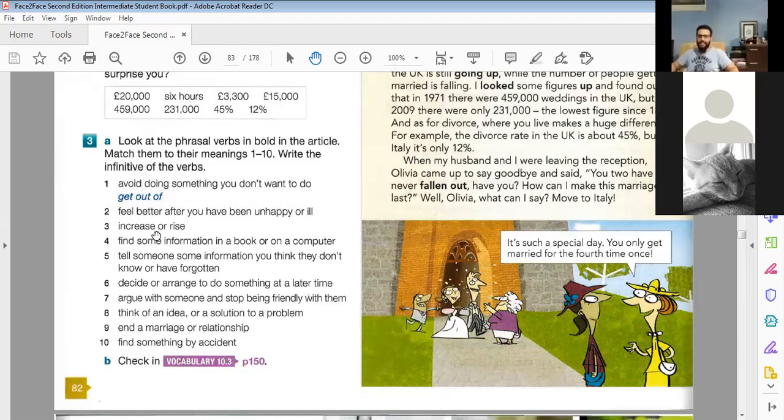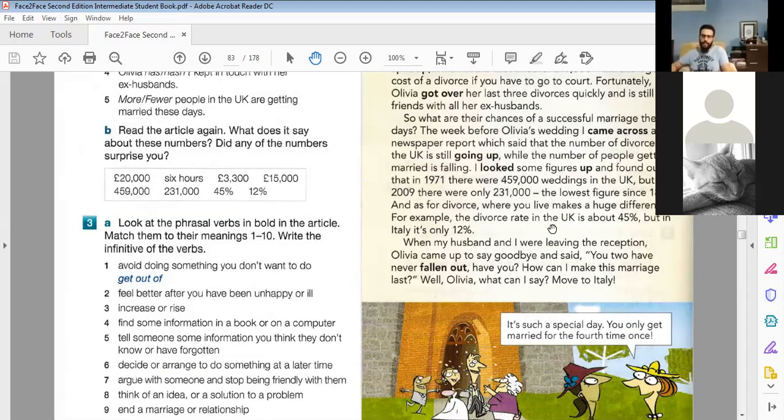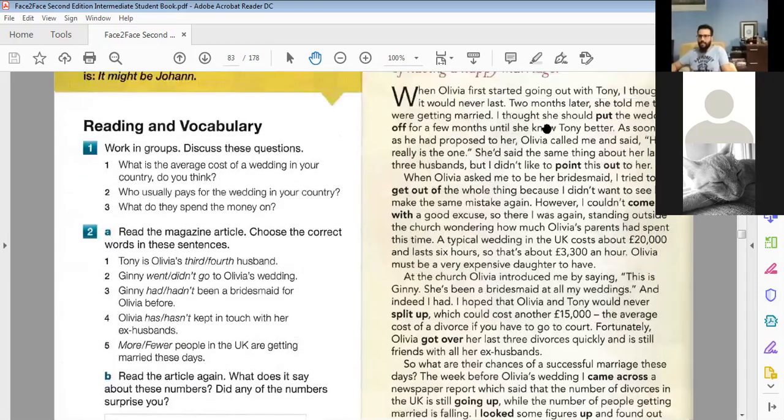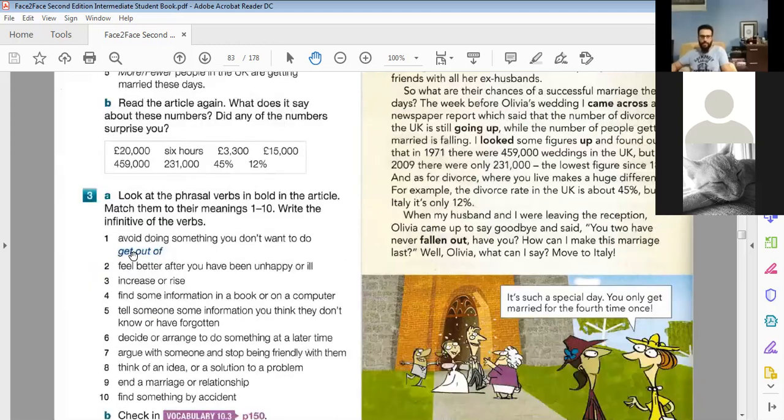Okay, so let's check the phrasal verbs here. We want to take a look at the phrasal verbs and see their meaning. Now, remember, in context, I'm sure neither of you had a problem with the article. But now we want to scan a little closer and figure out what these phrasal verbs mean. I think most of them are not new to you. I don't think we're going to have any problem, but let's do it together.